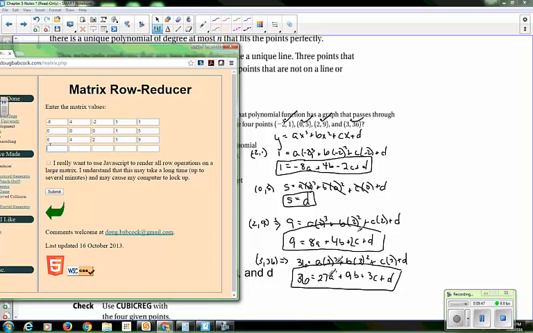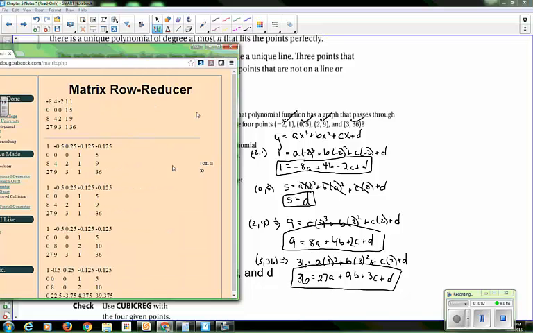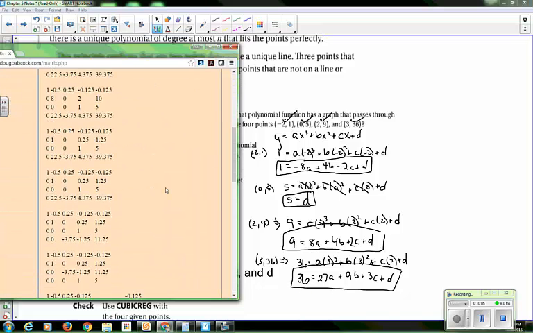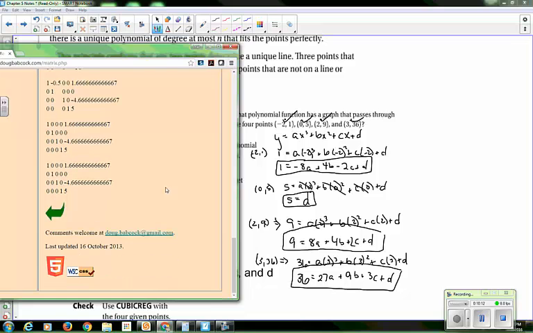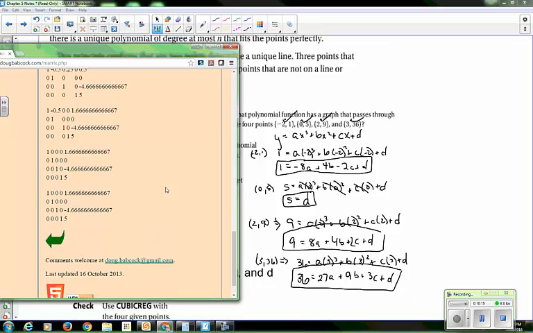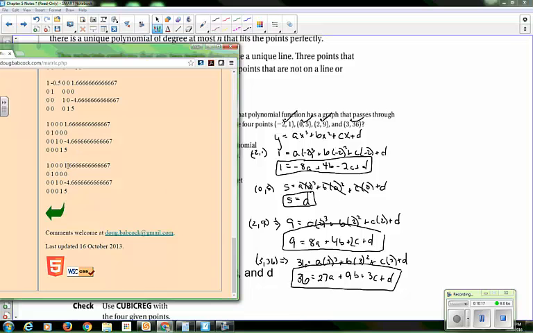Last but not least, I got 27 for A, 9 for B, 3 for C, 1 for D, and that equals 36. All right, so when we do reduced row echelon form, we get A is 1.6, B is 0, C is negative 4.67, and D is 5.